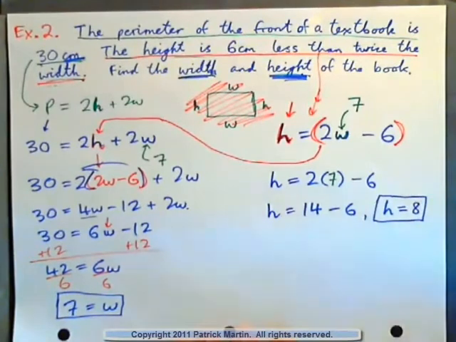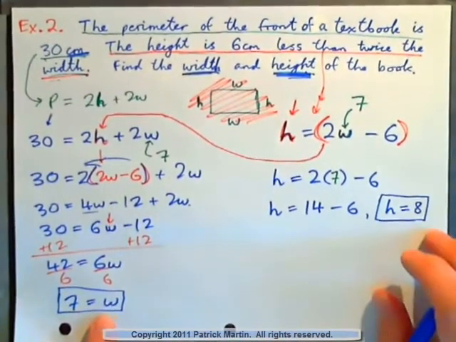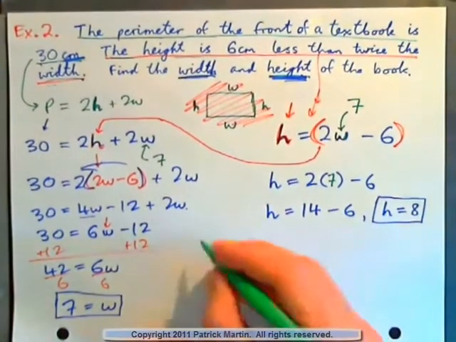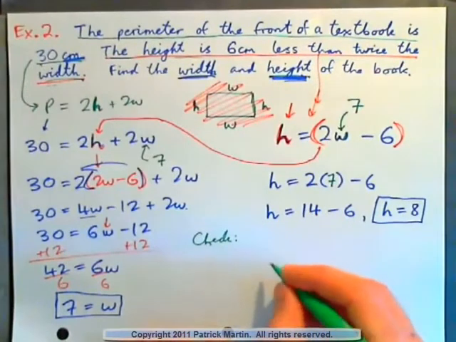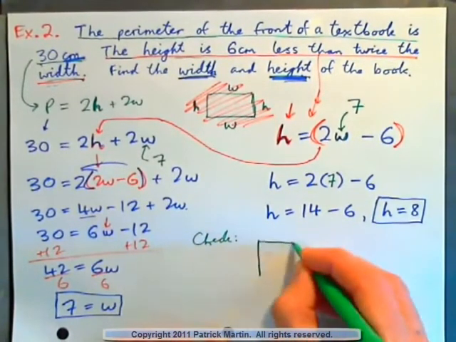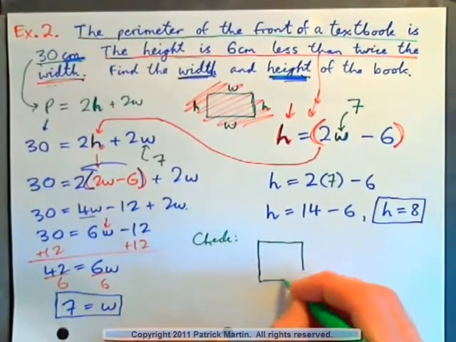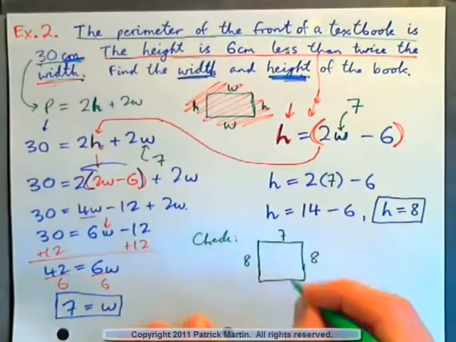Interesting. Width is 7, height is 8. Height is 8. So let's check that. I don't know if that's the right answer or not. I'm going to draw my box. The height is more than the width, a little bit more, supposedly. I'm saying my height is 8, my width is 7.